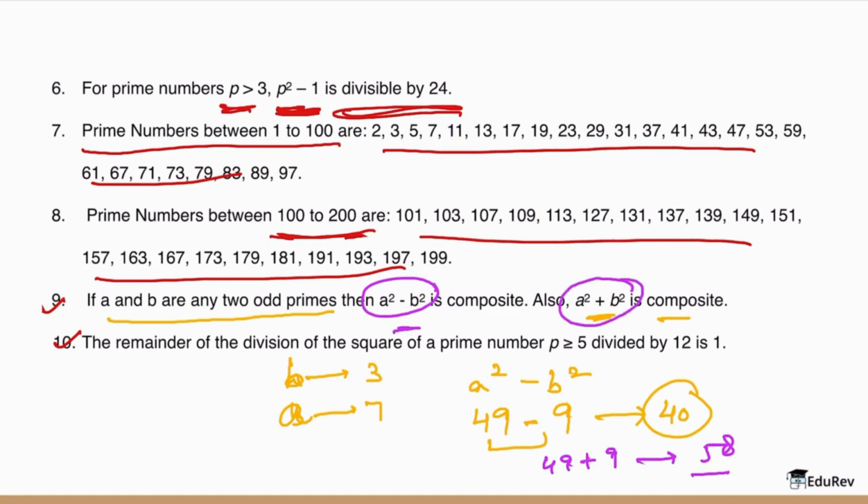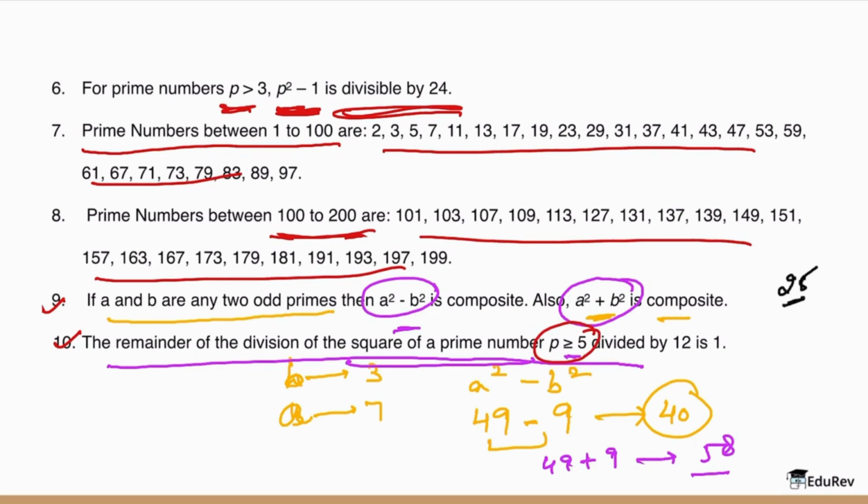Next, the remainder of the division of the square of a prime number which is greater than 5, divided by 12, is 1. What it wants to say is that if there is the square of a prime number which is greater than or equal to 5, so suppose I take any prime number which is greater than or equal to 5 and I square it. Suppose I take 5 and I square it. So what will be my answer?